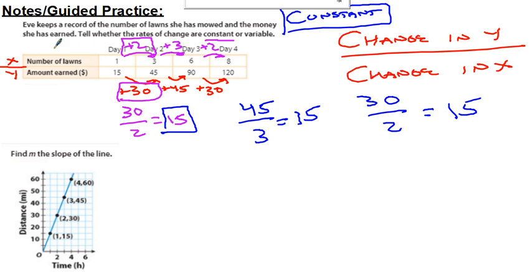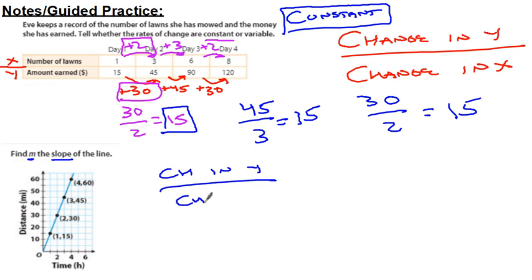Okay. We also use rate of change, and we call it slope. So you might be asked to find m, or the slope of a line. Slope is also rate of change. So again, it's the change in the y values and the change in the x values. So it's change in y over change in x.